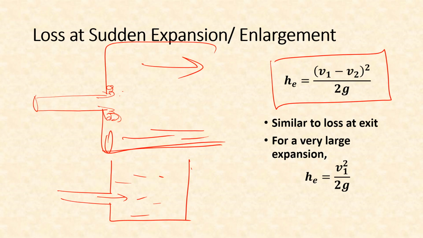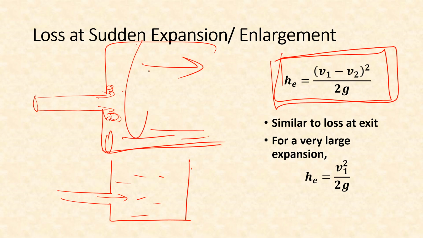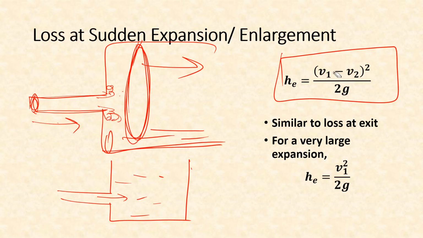and therefore this equation becomes very close to the head loss equation at the exit of a pipe, because as this area increases, the V2 velocity decreases, and for a very large pipe compared to a smaller pipe which is enlarged, in that case this V2 will be almost negligible compared to V1, and this whole equation will be similar to this equation.